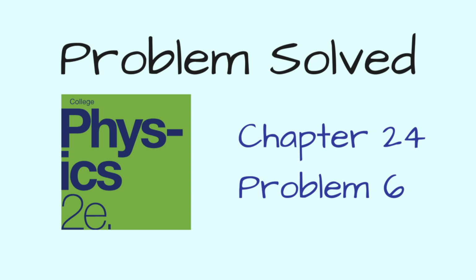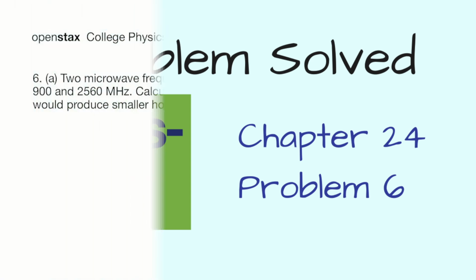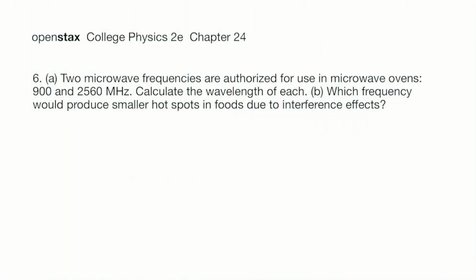Welcome! In this video, we are going to look at problem 6 from chapter 24 of College Physics 2E by OpenStax. In this problem, they are telling us two microwave frequencies are authorized for use in microwave ovens. We've got 900 megahertz and 2560 megahertz, and we need to calculate the wavelength. Then we need to tell which frequency would produce smaller hot spots in food due to interference effects.